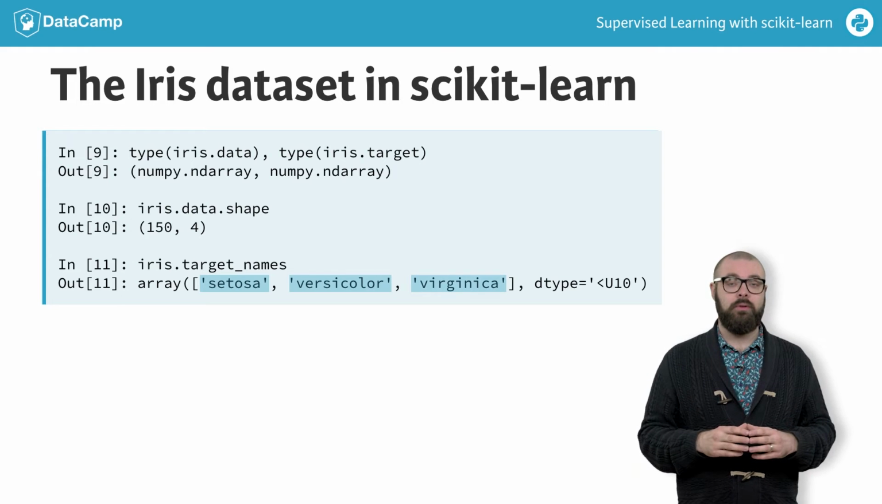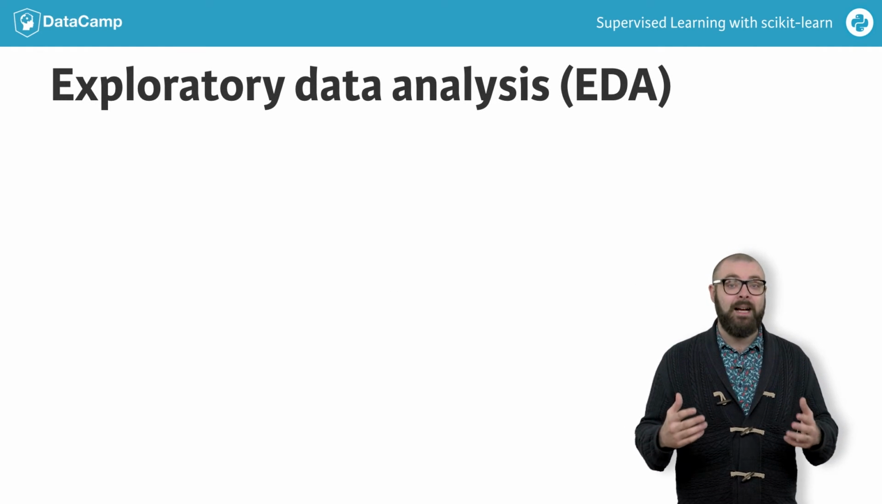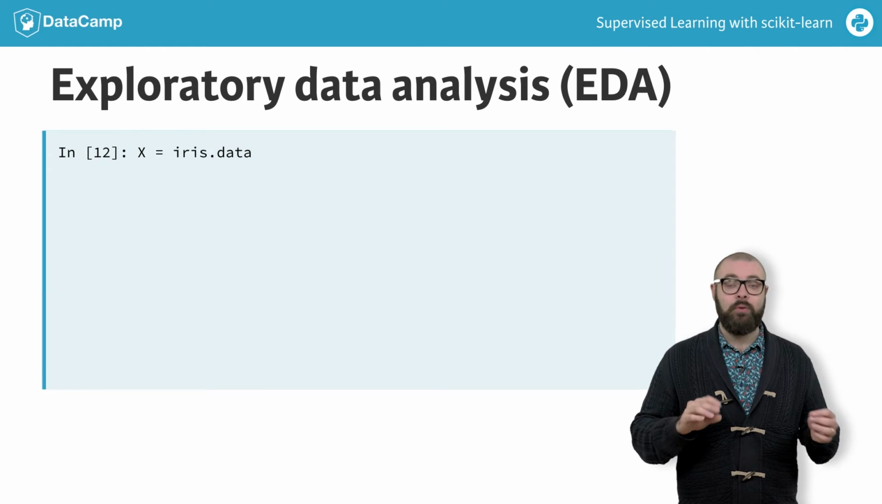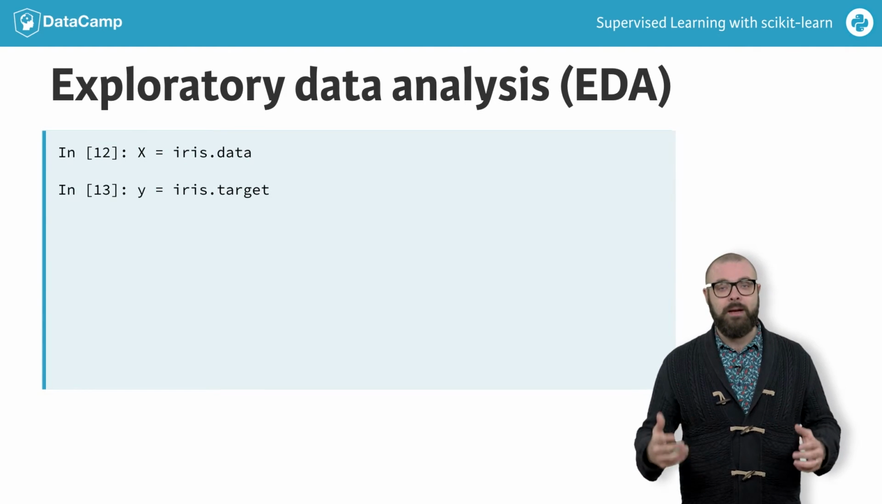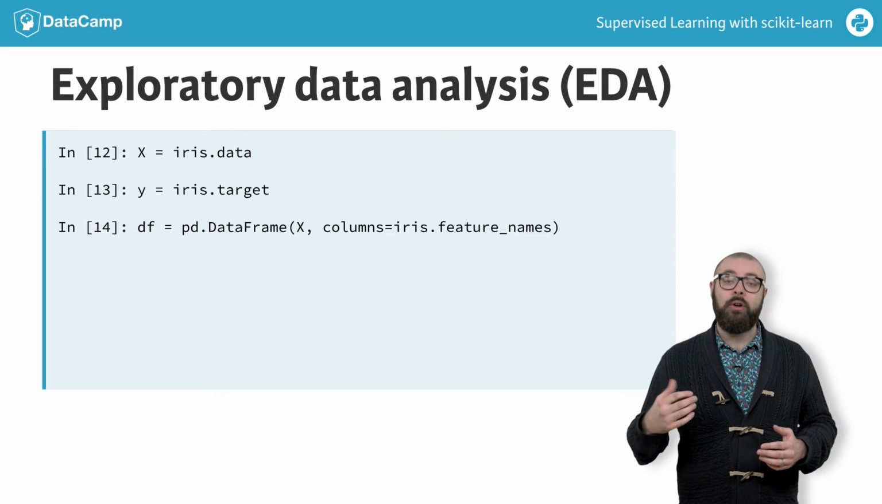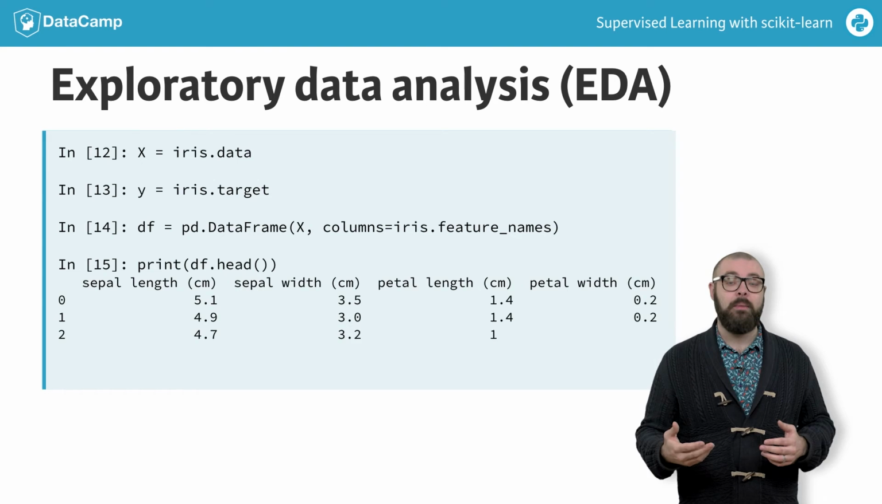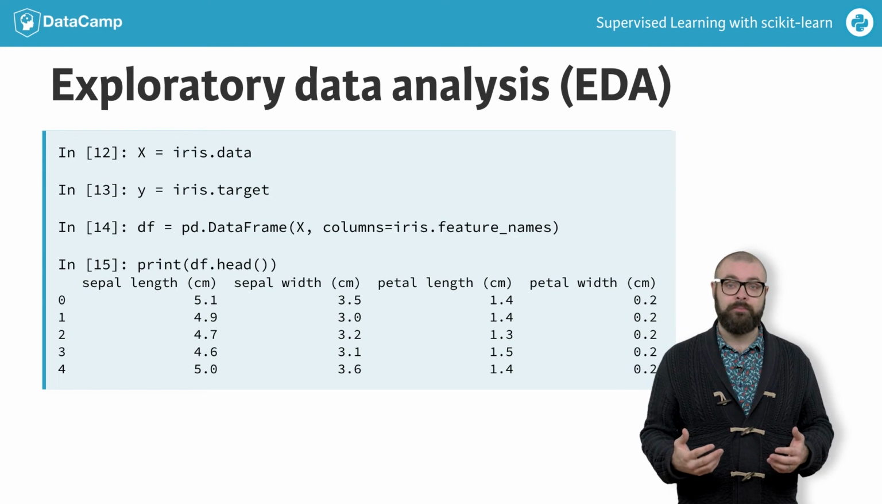to index 2. In order to perform some initial exploratory data analysis, or EDA for short, we'll assign the feature and target data to X and y respectively. We'll then build a data frame of the feature data using pd.DataFrame and also passing column names. Viewing the head of the data frame shows us the first 5 rows.